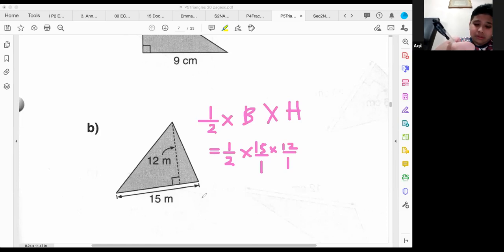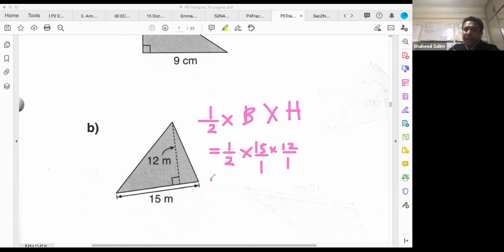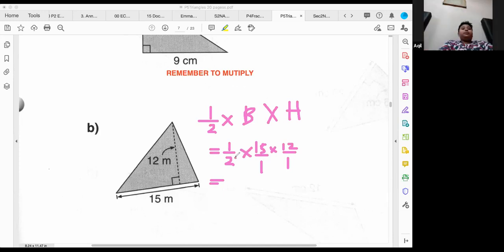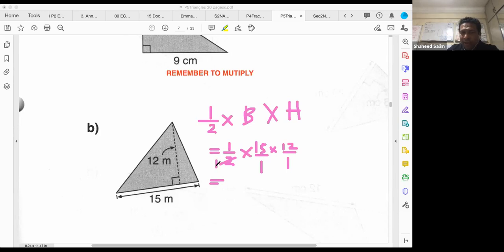90. Yes, 90. Okay, so now what do we do? We can cancel. Remember to multiply. Now down here, you divide by 2, you get 1. You divide by 2, you get 6. Now there's 1, 1, 1 at the bottom, so you just take the top one. 15 times 6, you get 90.